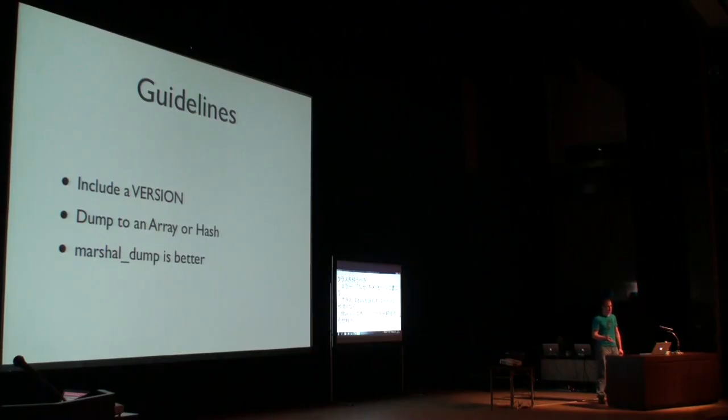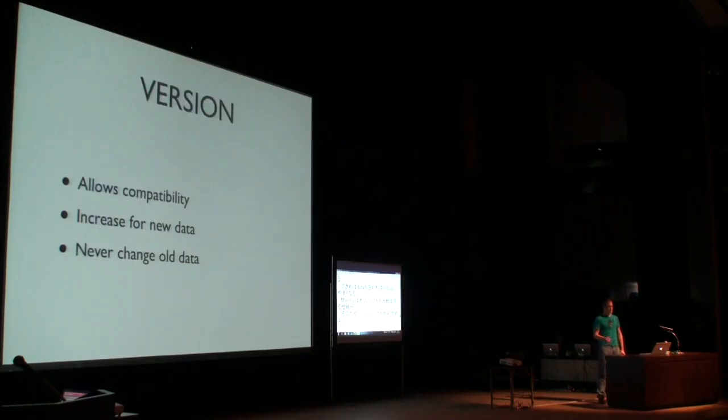I like to dump to an array or a hash. That way you can have some meaningful information behind your data, even if it's just an array index. And I like to use Marshal dump over underscore dump. Marshal dump makes a slightly more compact representation than underscore dump does. And so the version allows compatibility.